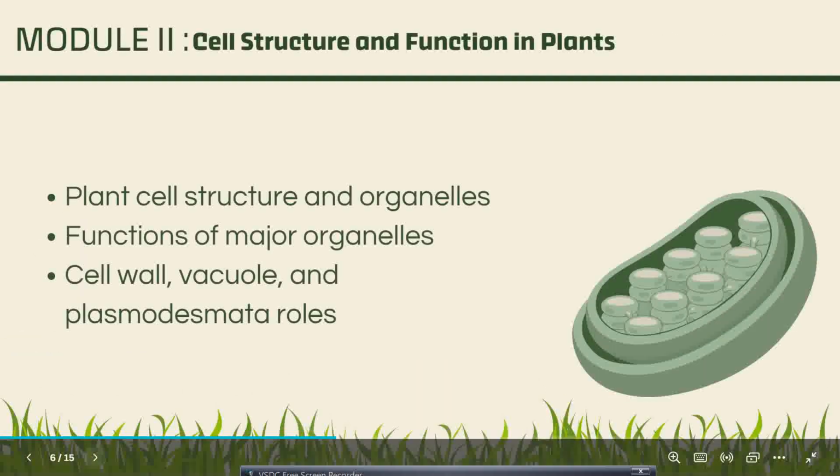Now module 2 is cell structure and function in plants. We will be studying the plant cell structure and its organelles. Then we will be covering the functions of major organelles. Then we will be discussing the cell wall, vacuoles and plasmodesmata, and their roles in the cell. So basically we will be studying different organelles that majorly take part in the physiological activities happening in the plants.